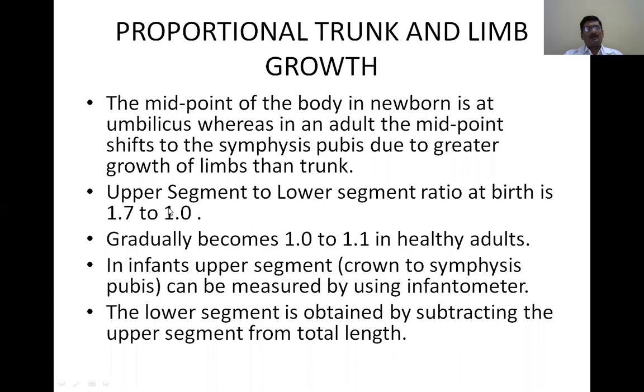The upper segment to lower segment ratio at birth is about 1.7 to 1, and gradually it becomes 1 to 1.1 in healthy adults. In infants, the upper segment, that is up to the pubic symphysis, can be measured using an infantometer. The lower segment is obtained by subtracting the upper segment from the total length. This is how, between trunk and limb growth, we can assess which segment is normal or where there is a decrement in growth, by measuring these ratios.